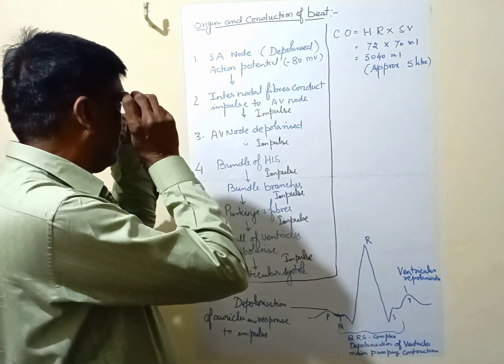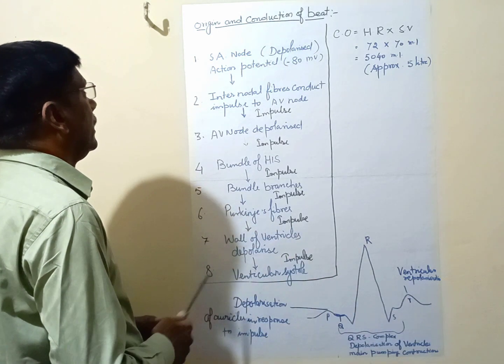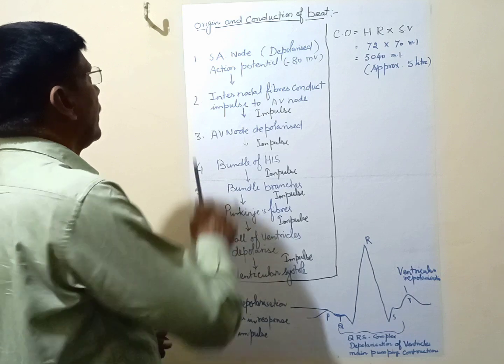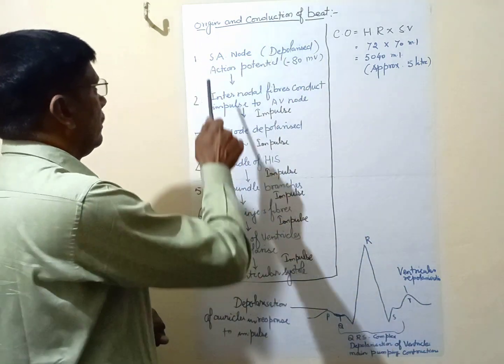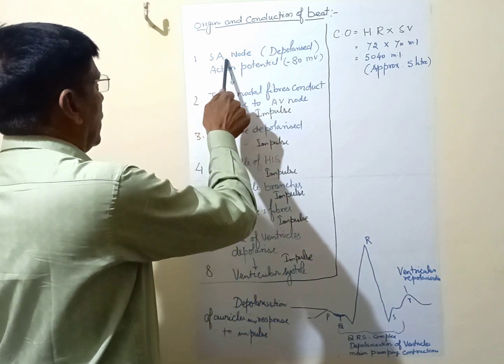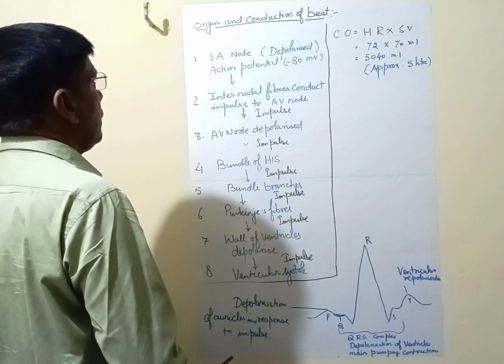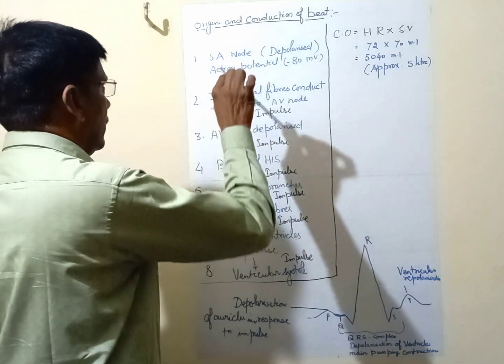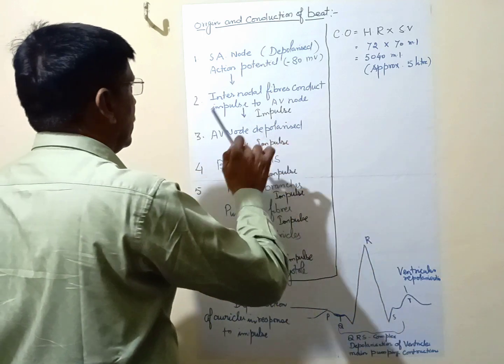Dear students, now we continue the remaining part of the heartbeat, origin and conduction of beat, how it happens. Look, the sino-auricular node, it is also known as pacemaker. It is present in the right auricle.